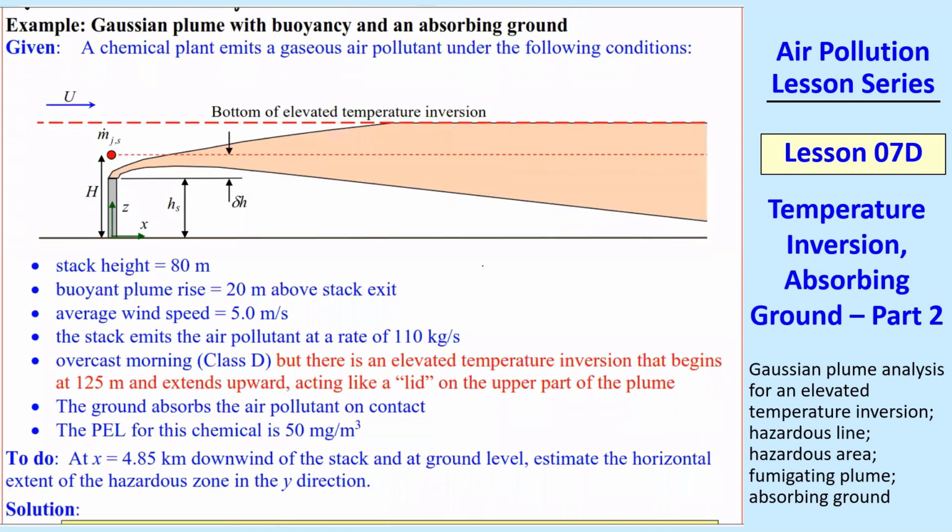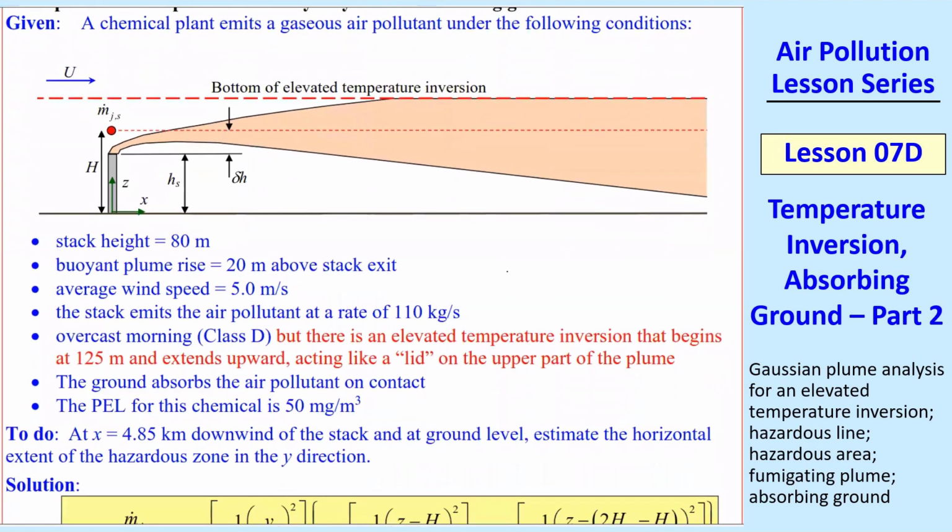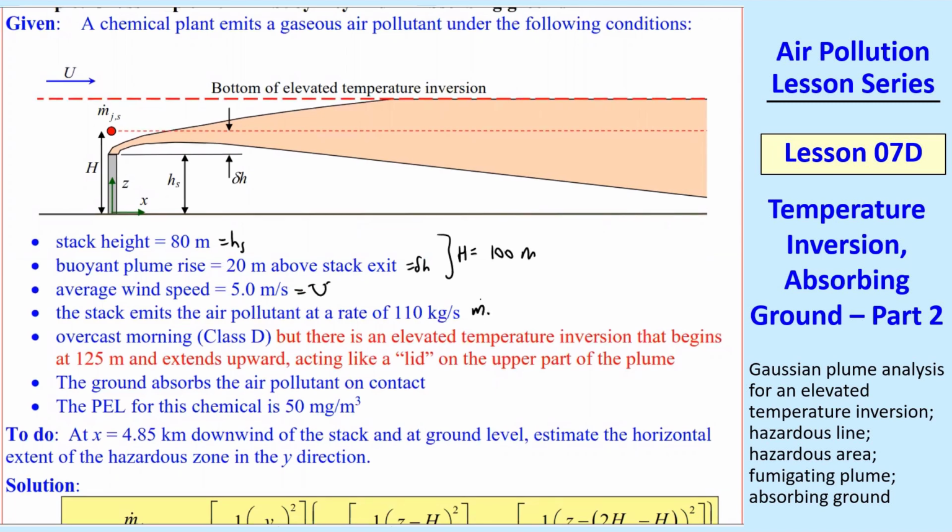The same chemical plant emitting a gaseous air pollutant. And here's the stack height. So this is all the same as before. HS, we had our delta H. We can get our capital H, which was 100 meters. And then we have our average wind speed of 5.0 meters per second. Our m dot JS is the same as before, 110 kilograms per second.